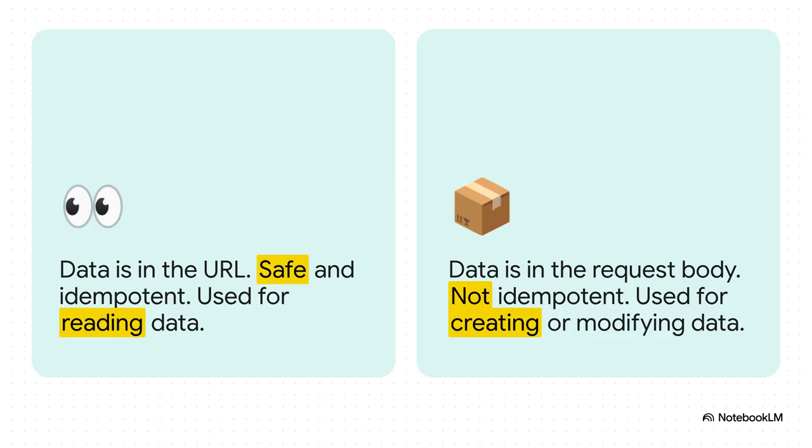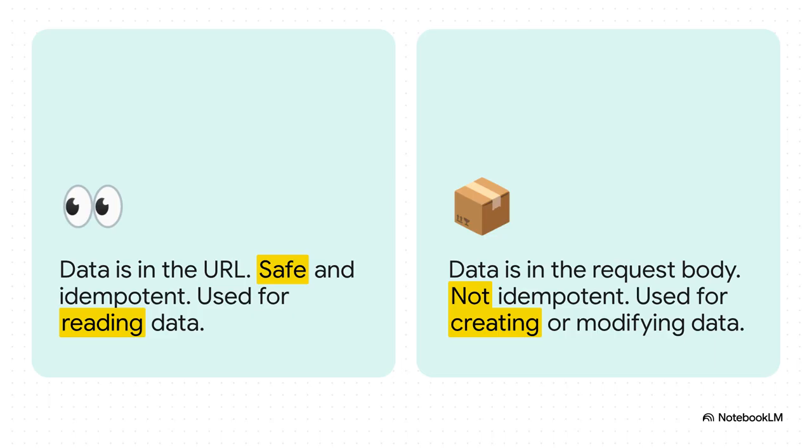With GET, the data's in the URL. It's mainly used for reading or retrieving information. That's why we call it safe and idempotent. You can make the same GET request 1,000 times and nothing on the server will change. But POST is for creating or changing data. The information is hidden away in the request body, and it is absolutely not idempotent. If you submit the same POST request twice, you might end up creating 2 user accounts or sending 2 orders.